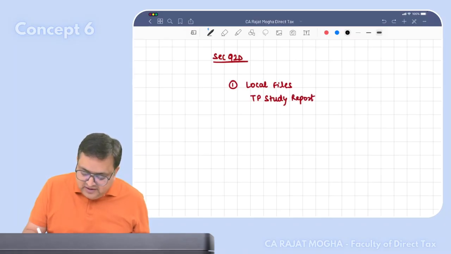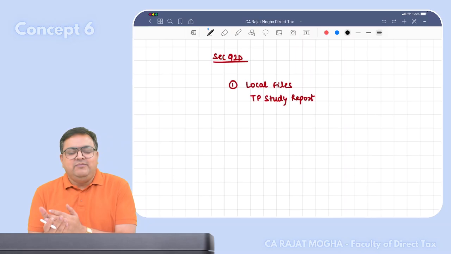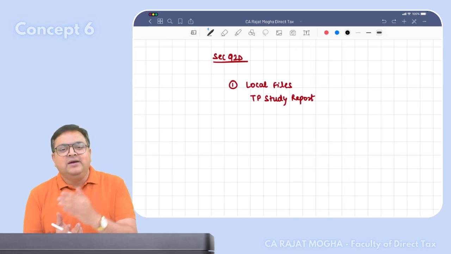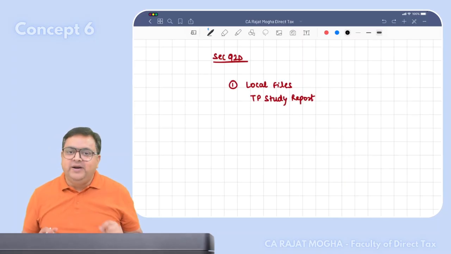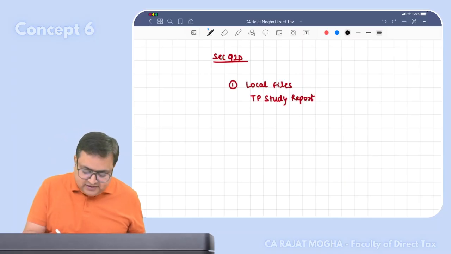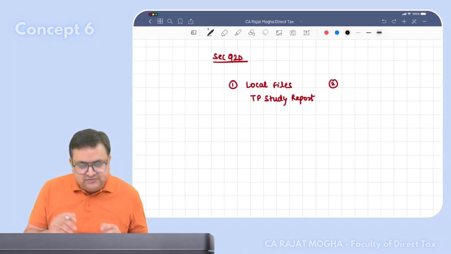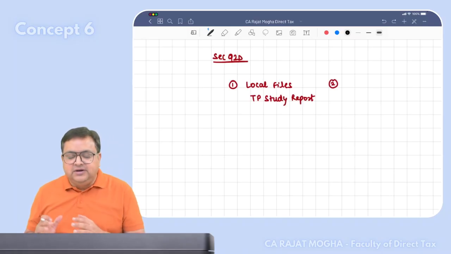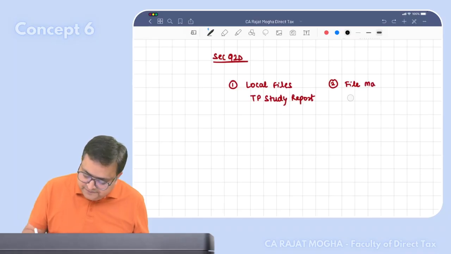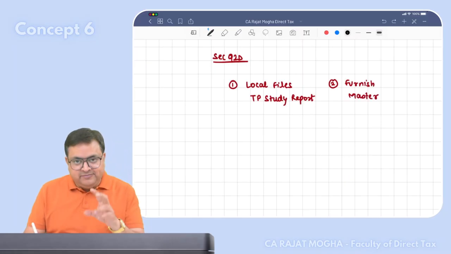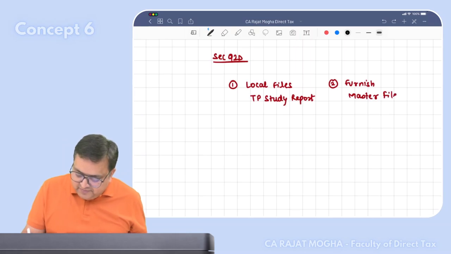See, the name itself is saying local file. What does local file mean? Whatever transaction is happening, related to that transaction, you have to maintain the record. Correct. The second thing, and this is for international transactions, guys, not for domestic transactions, is that you have to furnish the master file also. What is the master file? I'll explain it in detail.